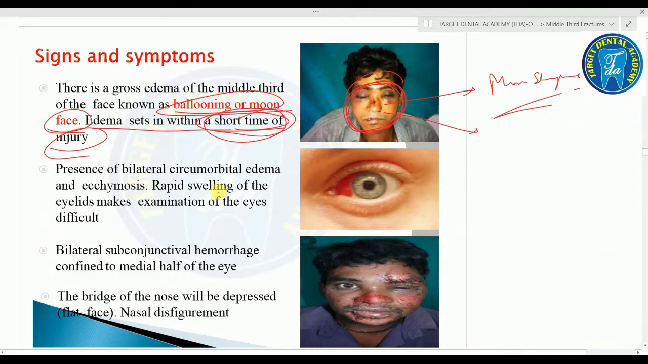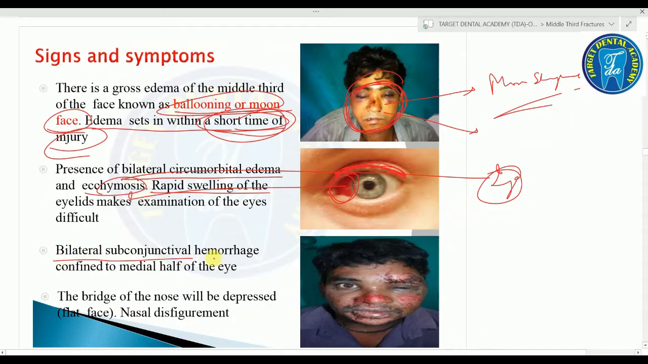In this you can also differentiate, there is bilateral circumorbital edema and ecchymosis. There is a rapid swelling in the eyelids which makes the examination of the eye difficult. Important. The signs and symptoms of all the three Le Fort fractures are very important. Please note it down, because at the end you will just get confused with the moon shape face, the raccoon eyes, and the ecchymosis. So please note it down separately.